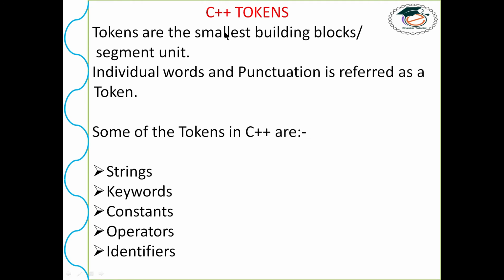Next, let's see the tokens of C++. So basically a token is a small building block. It's very easy to understand. A small building block is known as a token, and it works on individual words and punctuation. So individual words and punctuation can be referred to as tokens. And here are some of the tokens which have been categorized into different types: string, keyword, constant, operators, and identifier are the different types of tokens.